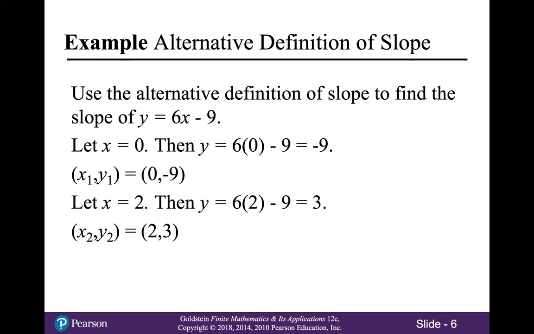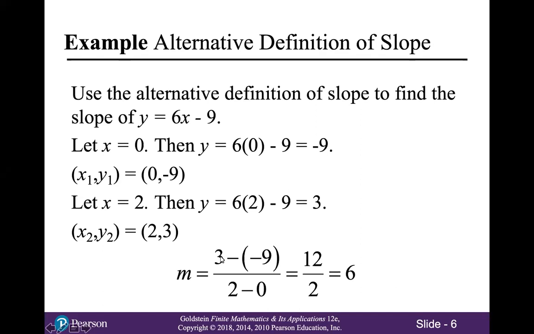And when you plug those 2 points into the slope formula, you get 3 minus negative 9 divided by 2 minus 0. 3 minus negative 9 is 12. 2 minus 0 is 2. 12 divided by 2 is 6. Of course, we already knew the slope of this line was 6 just by matching it up to y equals mx plus b.